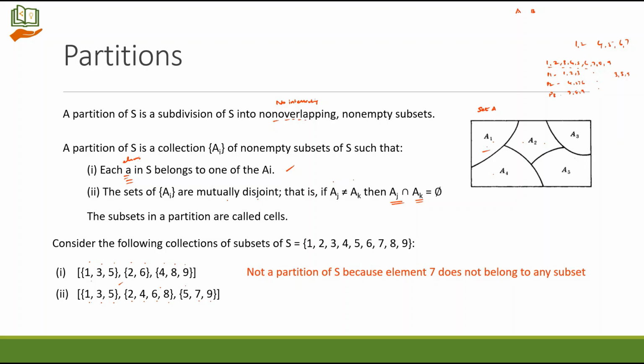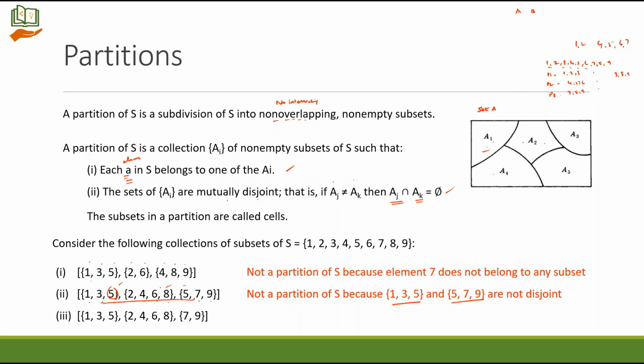What about the second and the third subset? We have 2, 4, 6, 8 and 5, 7, 9. Here also there is no issue. Let's take the first one and the third one. We have 5 as the intersecting element, which is actually violating the second rule. This is not a partition of S because these two subsets are not disjoint. It means they do have one intersection element which is making them non-disjoint sets.